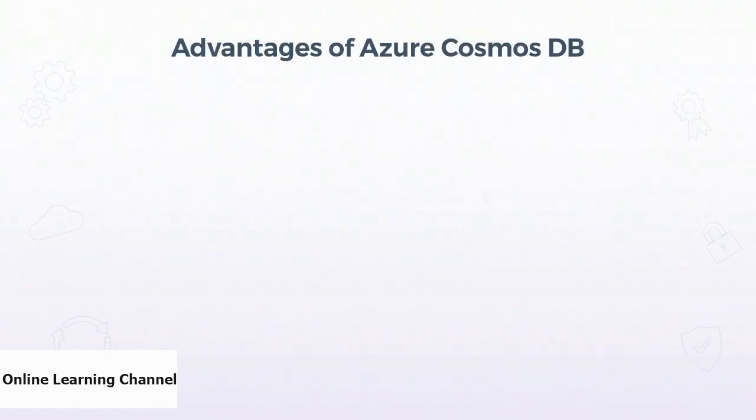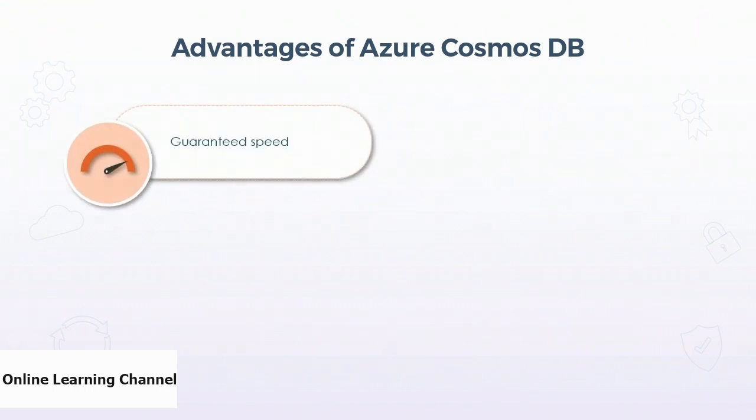So those are the benefits of Cosmos DB, but what are its advantages? Why use Cosmos DB over any other database in Azure? Well, the main reason to use Cosmos DB over any other database is the guaranteed speed. Or put another way, the guaranteed throughput. With Cosmos DB, you pay for guaranteed responses.